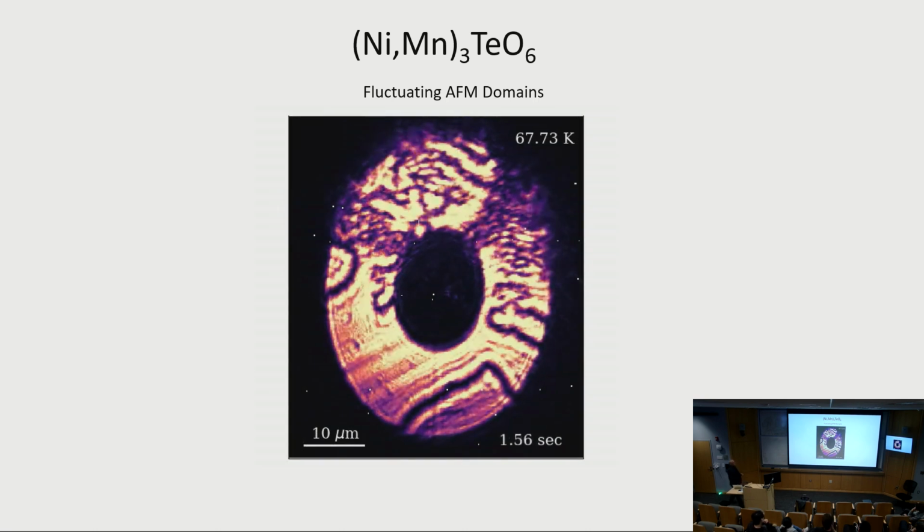And this is just the video that we take. We can take the images fast enough. This is the real time that you are seeing here. And here you see fluctuations of the antiferromagnetic domains, of the antiphase antiferromagnetic domains on the surface of an antiferromagnet. I believe this is the first observation of these kinds of effects in real space, I should say.